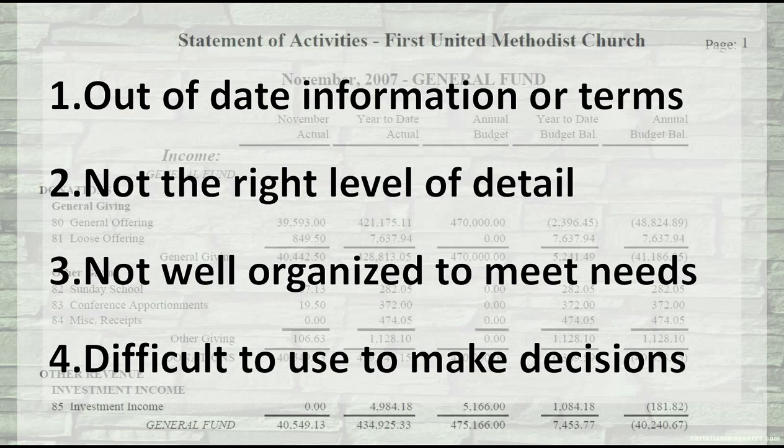So if you've got outdated terms or information, not the appropriate level of detail, and then it's not organized well, how do you make a good decision when you've got bad information or unclear information? I wouldn't call it bad, but it's unclear information. And so really what we want to do is walk finance committees as well as the treasurer and bookkeeper through a process that you should consider on how to freshen up your chart of accounts, or if you want to do a whole redo of your chart of accounts, this is how to do it.